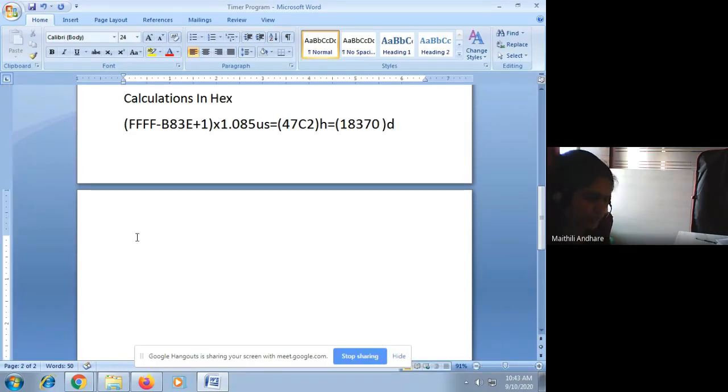So what next now? 18370 into 1.085 microsecond. So you have to just do the calculations. That's it. It's very easy and simple. If you just do 2 to 3 program numericals with small values on your own and do the calculations, you will remember the formula also.